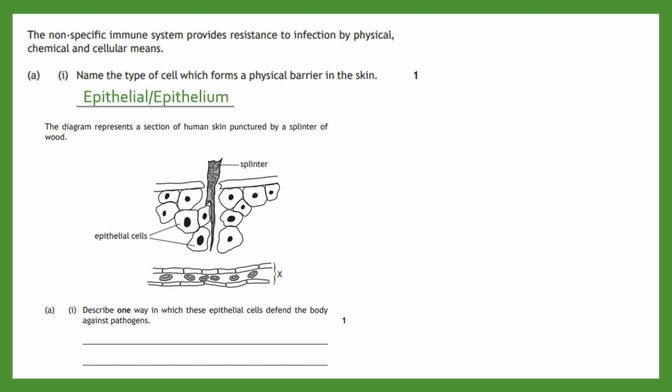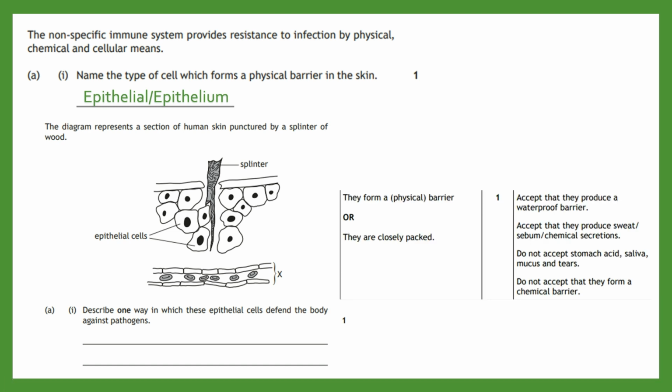Another way that this could be presented in assessment is here we've got a diagram which represents a section of human skin punctured by a splinter of wood. So you can see we've got the splinter going through these epithelial cells as well as a blood vessel here. So describe one way in which these epithelial cells defend the body against pathogens. So that's the idea of this barrier, the fact that they're closely packed. So you could have worded that, phrased it either way.